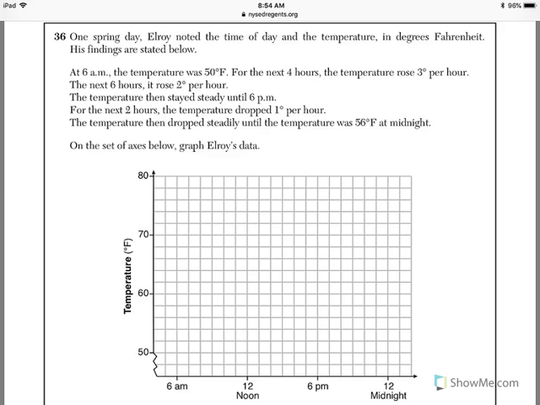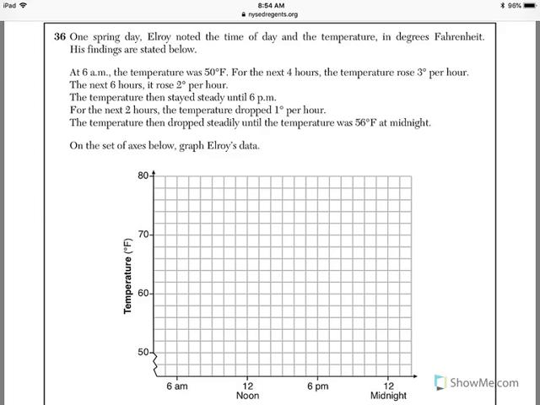Question 36. One spring day, Elroy noted the time of day and temperature in degrees Fahrenheit. His findings are stated below. At 6 a.m., the temperature was 50 degrees, and for the next 4 hours, the temperature rose 3 degrees per hour. The next 6 hours, it rose 2 degrees per hour. The temperature then stayed steady until 6 p.m. For the next 2 hours, the temperature dropped 1 degree per hour. The temperature then dropped steadily until the temperature was 56 degrees at midnight. On the set of axes below, graph Elroy's data.